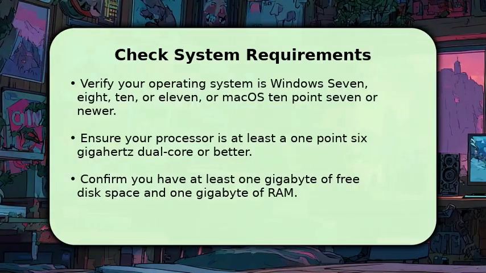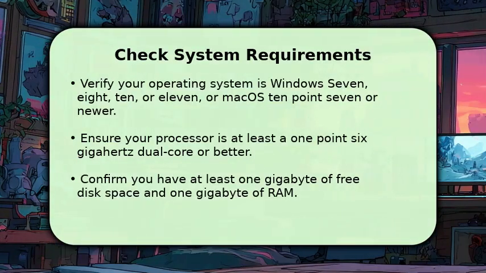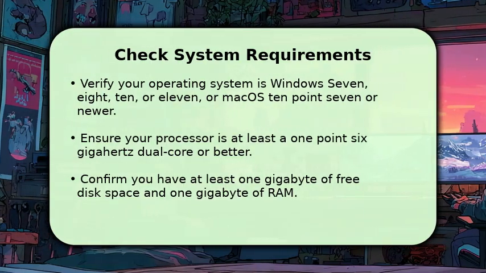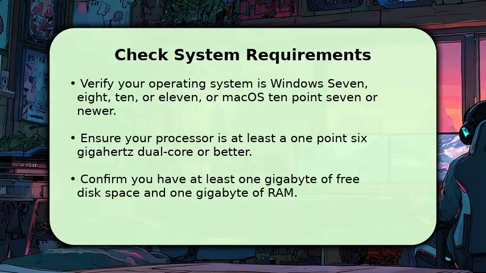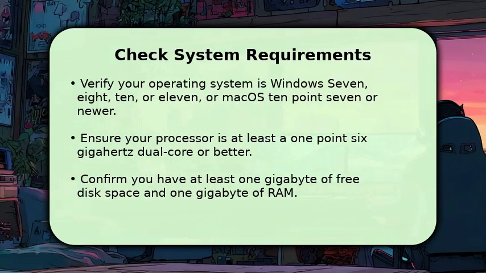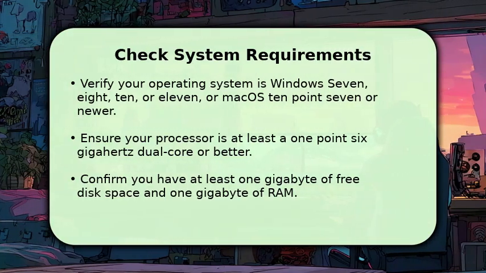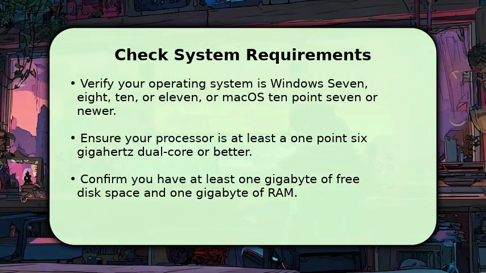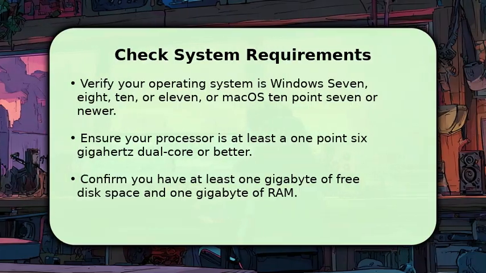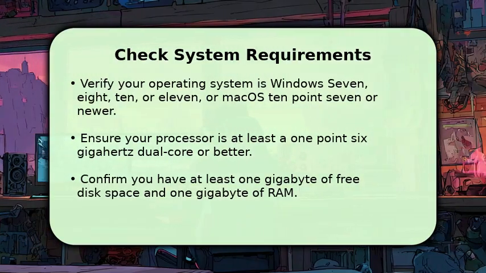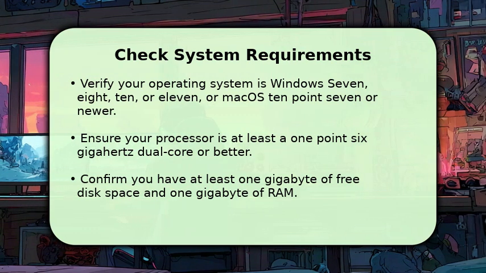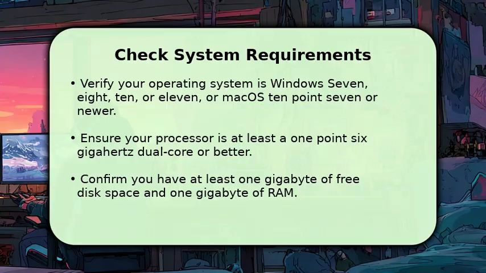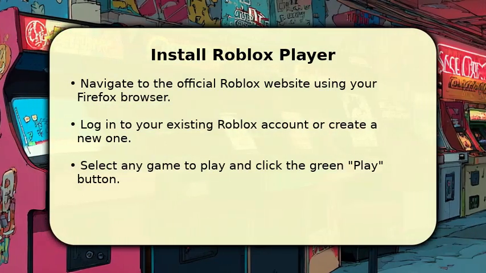Before installation, let's quickly check your system's readiness. Your computer should run Windows 7, 8, 10, or 11, or Mac OS 10.7 or a newer version. Aim for a processor speed of at least 1.6 GHz, preferably a dual-core. You will need at least 1 GB of available disk space and 1 GB of RAM. For smooth gameplay, a stable internet connection with a download speed of 5 megabits per second or more is highly recommended. Now, let's get Roblox installed.